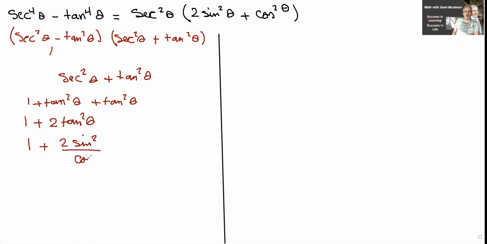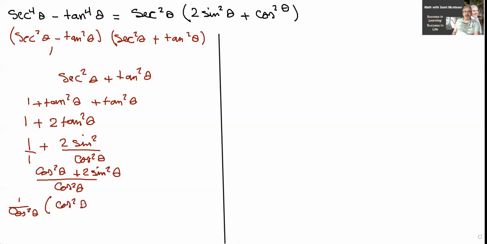over cos squared theta. What I'm going to do after that, I'm going to do common denominator, and the common denominator is cos squared theta. That's over 1. So cos squared divided by 1 is cos squared times 1 is cos squared. So I'm going to get cos squared theta plus 2 sine squared theta. Now you see that cos squared on the bottom, I could take it out as the greatest common factor. It'll come out as 1 over cos squared theta. And you still have the cos squared theta plus 2 sine squared theta inside the brackets.